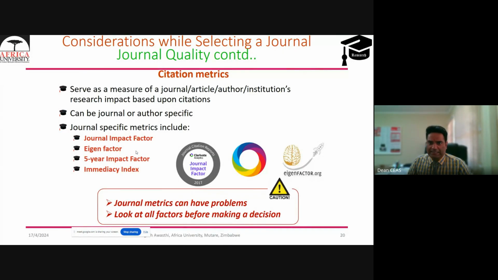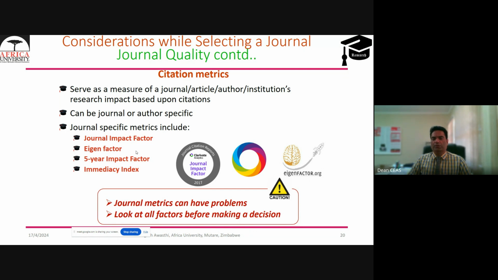Then next is the citation metrics. So we can also check the journal impact factor. Don't believe anyone who says 5.6 or 4.6. A 5.6 journal impact factor is one of the best, if it is indexed in Clarivate Analytics. But sometimes you can see people claiming that their journal has an impact factor like this. No, those are the fake journals.